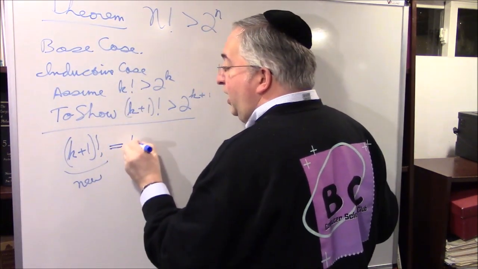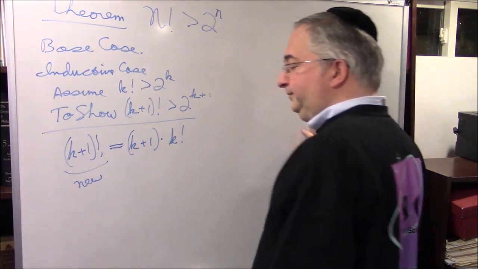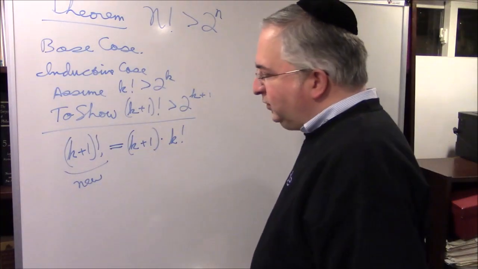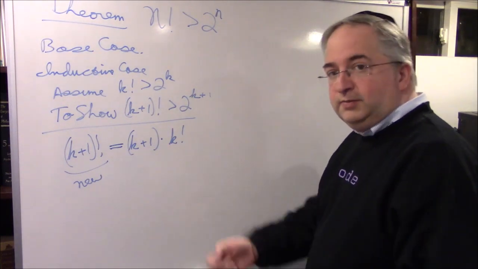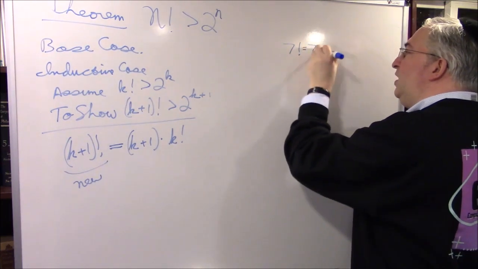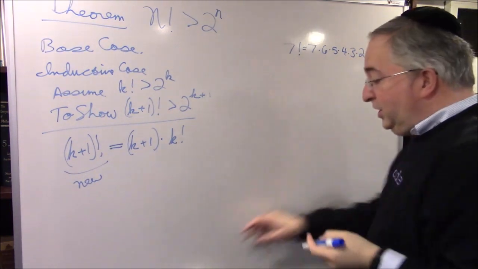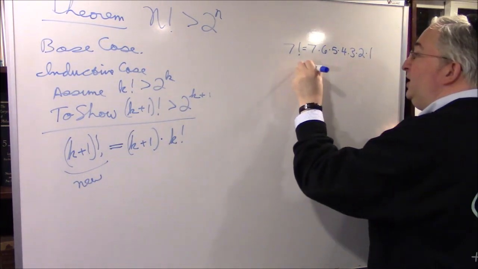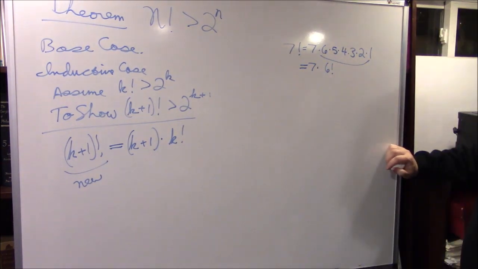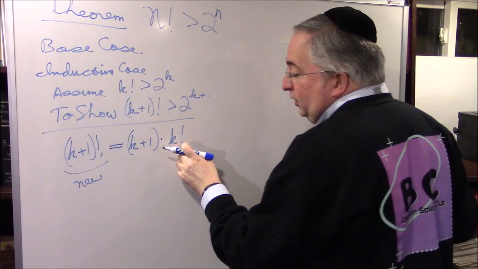That's equal to k plus 1 times k factorial. Let's just make sure we understand what that means. What's k plus 1 factorial? It's k plus 1 times k times k minus 1, and so on. What's 7 factorial? It's 7 times 6 times 5 times 4 times 3 times 2 times 1. What's another way of saying this? Well, it's 7 times 6 factorial. So k plus 1 factorial is just k factorial with a new thing there.